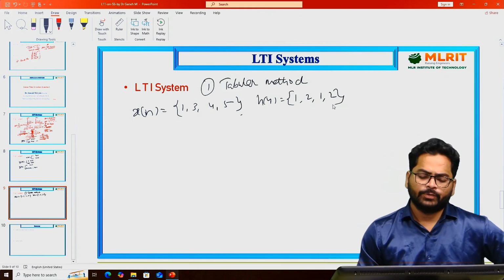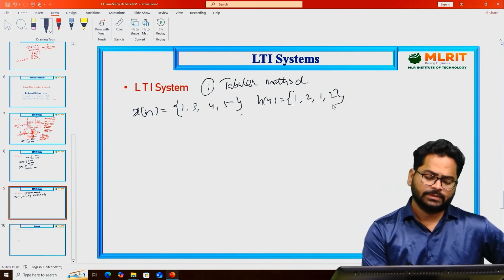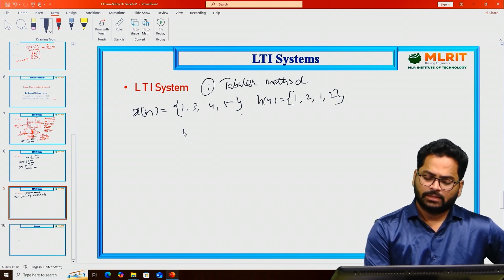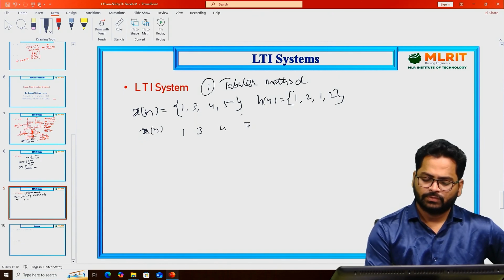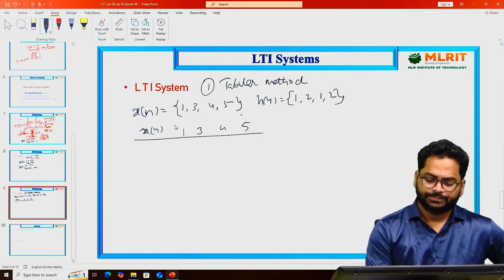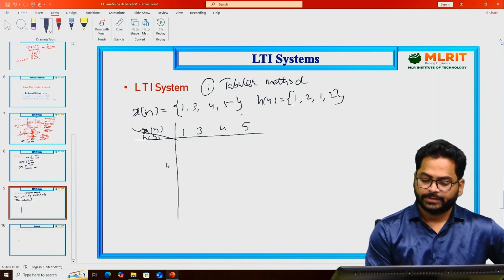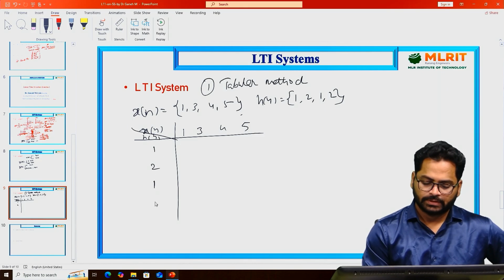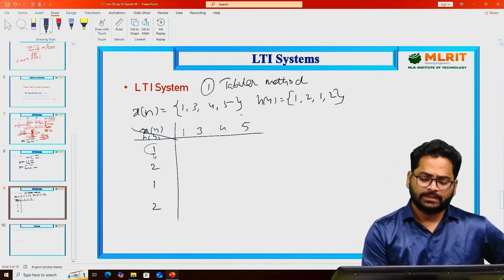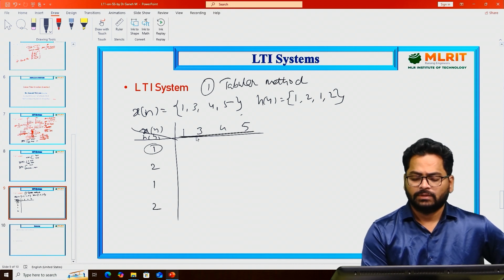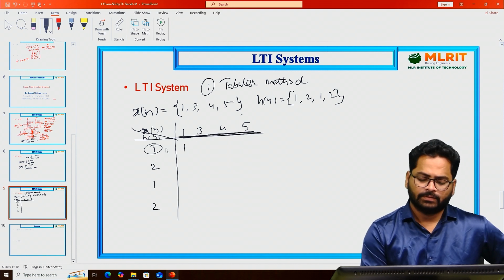So how to evaluate the convolution between those two signals? There is a table form, written in column format and row format. First, I am writing x of n as 1, 3, 4, 5 in this line. Similarly, in this line I am writing h of n, which is 1, 2, 1, 2. Because we are putting it in a table format, multiply this one with this entire row. 1 multiplied by 1 is 1. 1 multiplied by 3, 4, 5 gives 3, 4, 5.